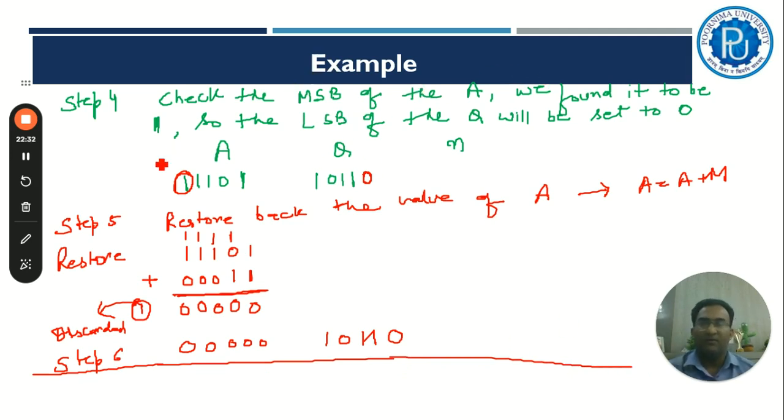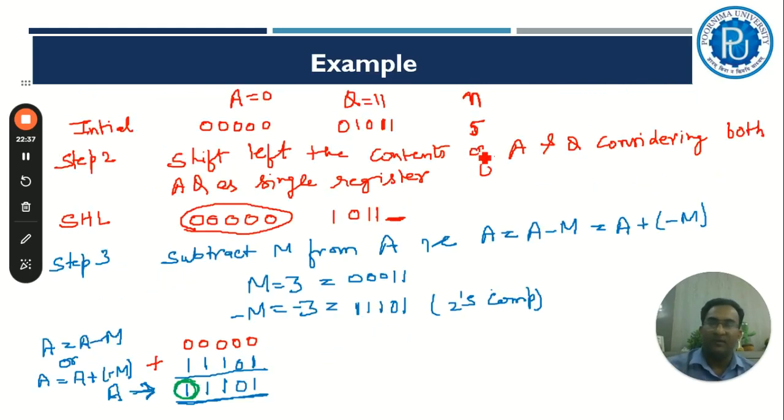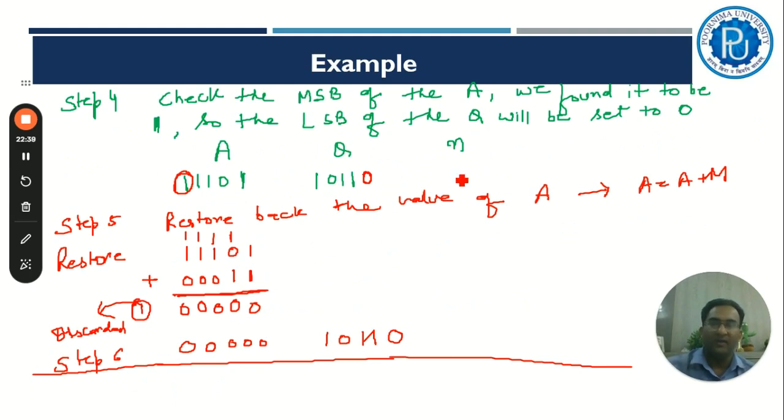Now we move on, and we check that the value of n is decremented by 1. The value of n is 5, now it is going to be 4. For the next step, the value of Q is 1, 0, 1, 1, 0, and the value of the accumulator is 0, 0, 0, 0, 0. This is for the next step of the algorithm.